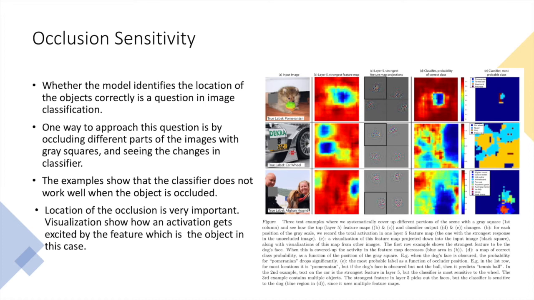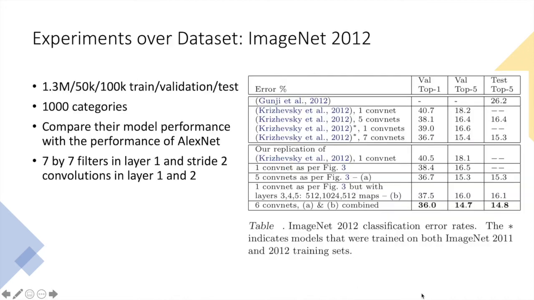The result was that the model recognizes the location of the object to some extent, because what can be seen from the visualization is that, for example, if the dog's face is occluded, the classifier would not be able to classify it correctly. But if a location in the background is occluded, like in here, it classifies it correctly.